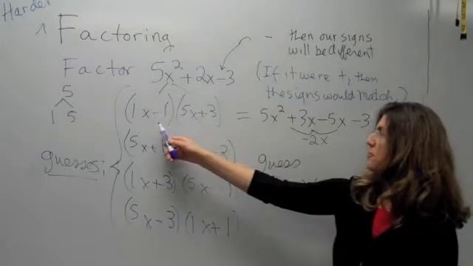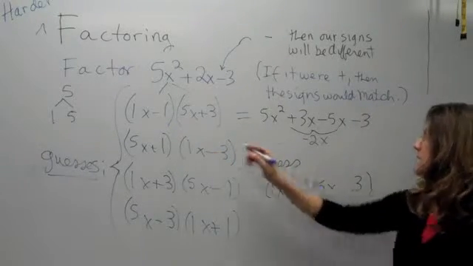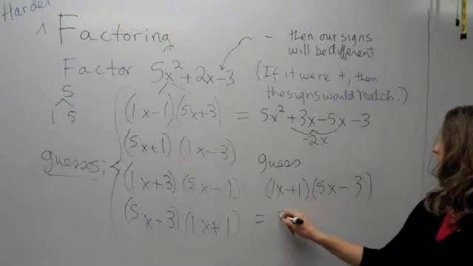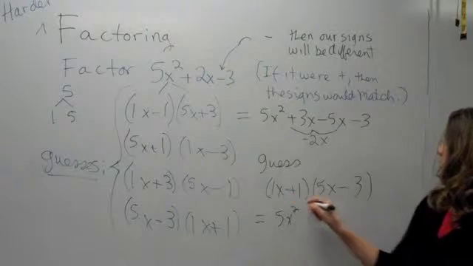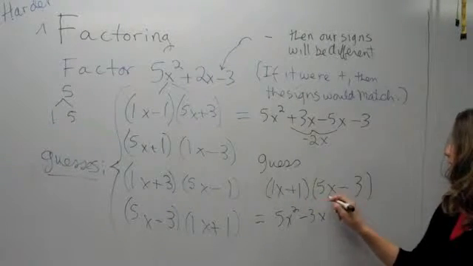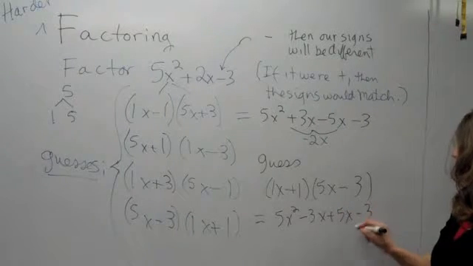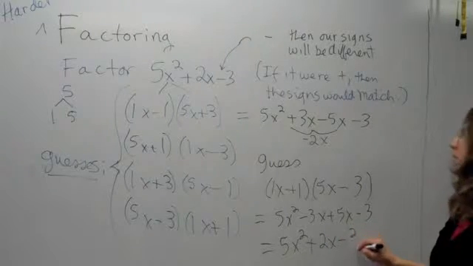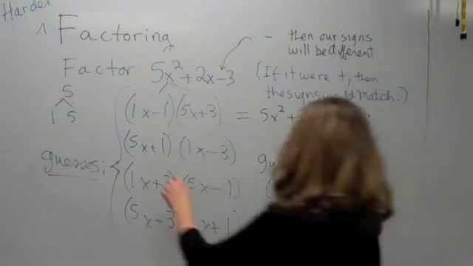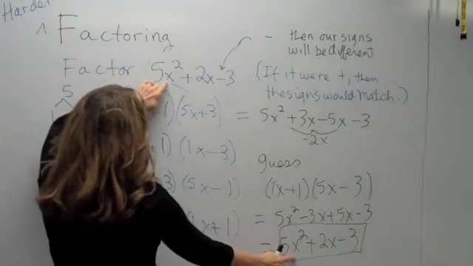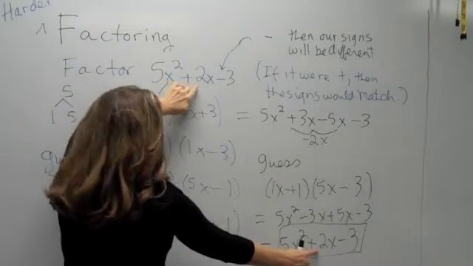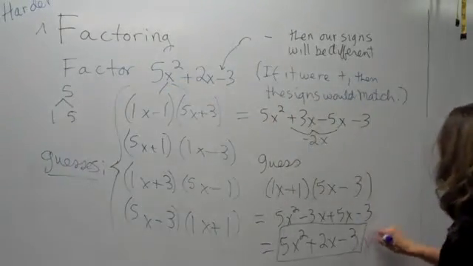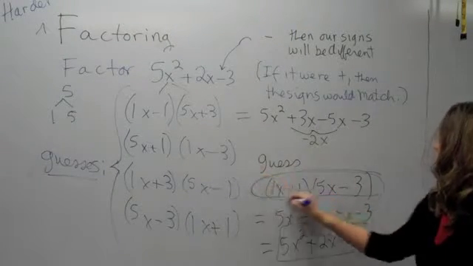So in this factor, we had a negative sign. I'm going to make that a plus. And in this factor, I had a plus sign. I'm going to make that a negative. Now let's check out our new guess. This gives me 5x squared. Well, that looks good. Minus 3x plus 5x minus 3. And if we simplify that, we get 5x squared plus 2x minus 3. That's exactly what we want. Notice that it matches number, variable, power, sign, number, variable, sign, number. Every single thing.